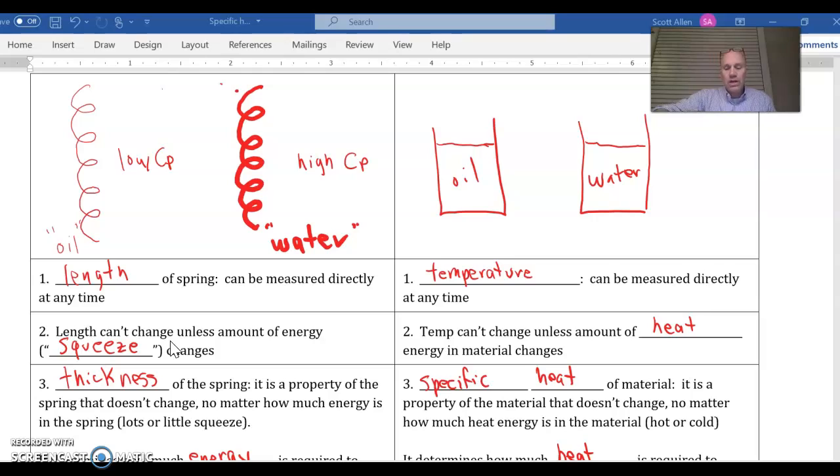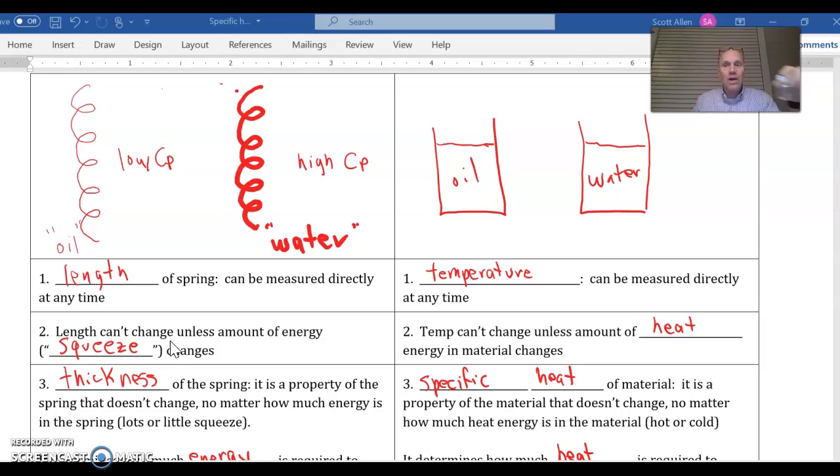If you just remember this analogy, when you think about water, think about what happens with the thick spring. When you think about oil, think about what happens with the thin spring. One thing I want to point out is that this relationship goes both ways. So far we've been talking about just putting heat into something, but realize we can also cool things down, and we do that by taking heat away.